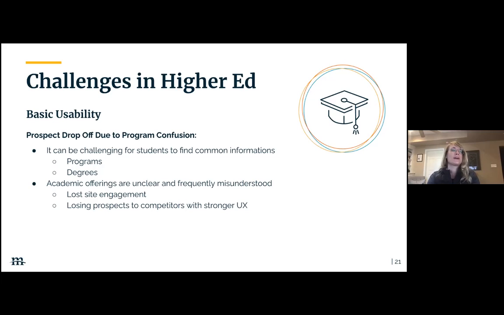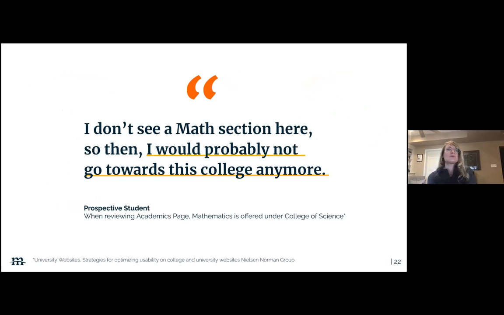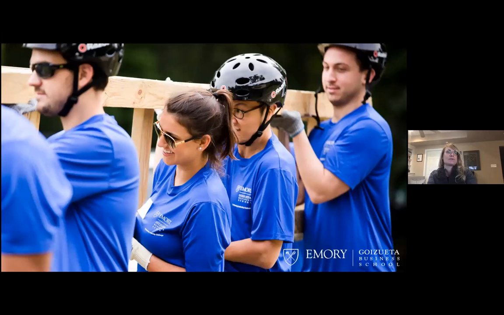With academic offerings, if they're unclear or misunderstood, it can lead to lost site engagement or losing prospects to competitors with stronger UX. Here's a quote from a prospective student during a usability study done by Nielsen Norman Group. When navigating school websites, users were asked if they would be interested in attending those schools. This user was unable to find mathematics listed on the academics program page, and therefore lost interest in continuing to engage with the brand. The user said, "I don't see a math section here, so then I would probably not go towards this college anymore." So we see a lost opportunity there.